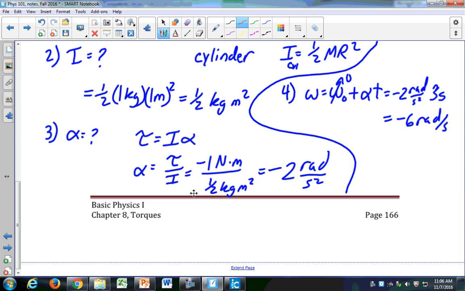But we could also ask what is theta. It's equal to 1/2 alpha t squared. I left off the omega naught t because omega naught was equal to 0. And so that's 1/2 of alpha, which is -2, times the time squared, 3 seconds squared. And so that's -9 radians.